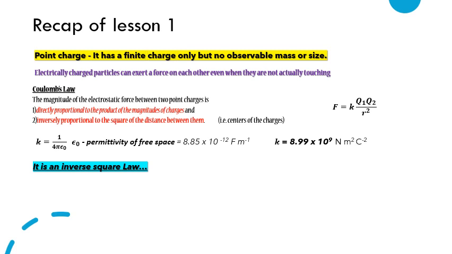Later we have realized that Coulomb's law is an inverse square law. What does it mean? The magnitude of the force is inversely proportional to the square of the distance between the centers of the charges, which means as distance increases, magnitude of the force is decreasing. F into R square is a constant, or if you want to verify inverse square relationship, we use F1 R1 square is equal to F2 R2 square is equal to a constant, and so on.